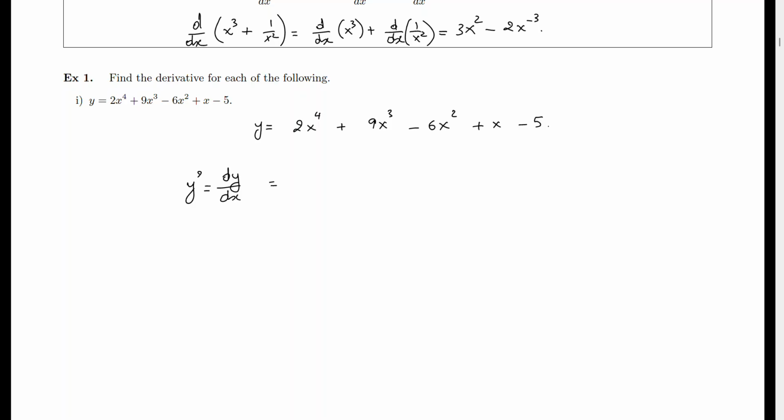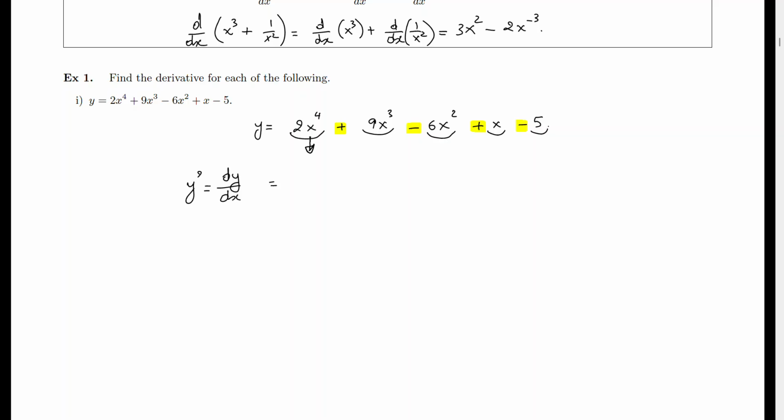And so first things first, I have a bunch of pluses and minuses, and according to the fourth rule, we can just ignore those pluses and minuses and just take the derivative of each individual component. So I will find the derivative of 2x^4, the derivative of 9x cubed, then 6x squared, then x, then 5, and I'll add or subtract the answers depending on where it used to be.